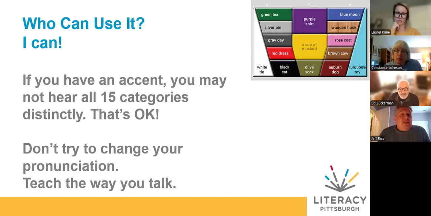So don't try to change your pronunciation. Teach the way that you talk. Your students will have opportunities to hear many different accents. You don't want to be speaking one way when you're teaching vocabulary and dialogues and working with your student, and then change the way you pronounce things based on something in this chart when you go to teach the pronunciation.